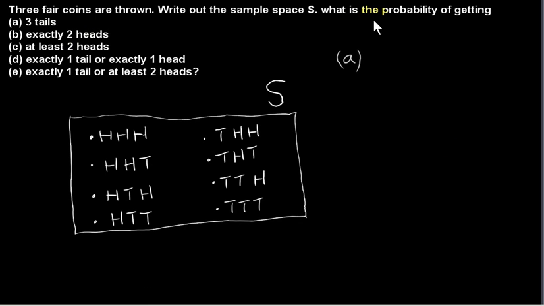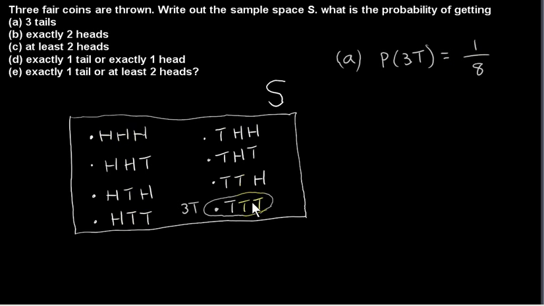In part A, we are interested in the probability of getting 3 tails. So we look to S and we find the event where all the outcomes consist of 3 tails. Well, the event just consists of a single outcome. So this subset of S has only one element in it. So to get the probability of 3 tails, I'll write 3T to indicate this event here. We put the number of elements in this set, which is 1, over the number of elements in S, which is 8. Just 1 out of 8.